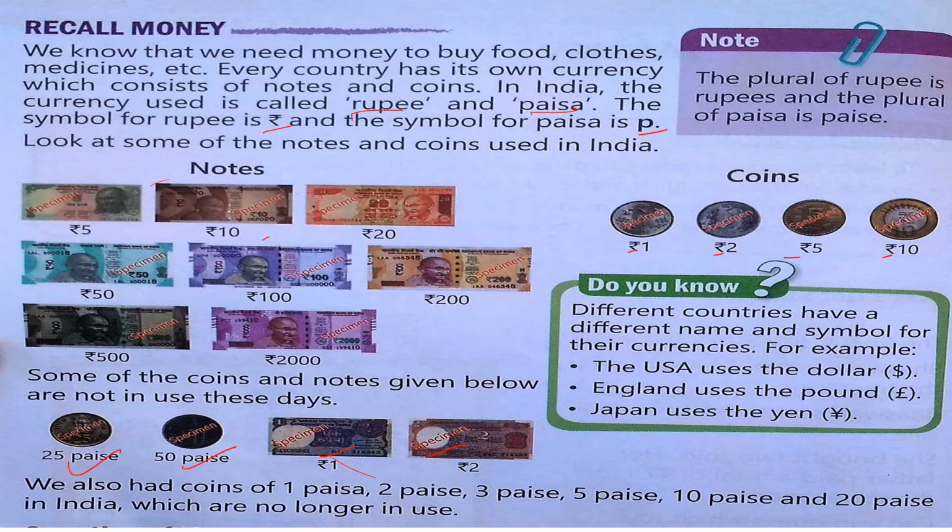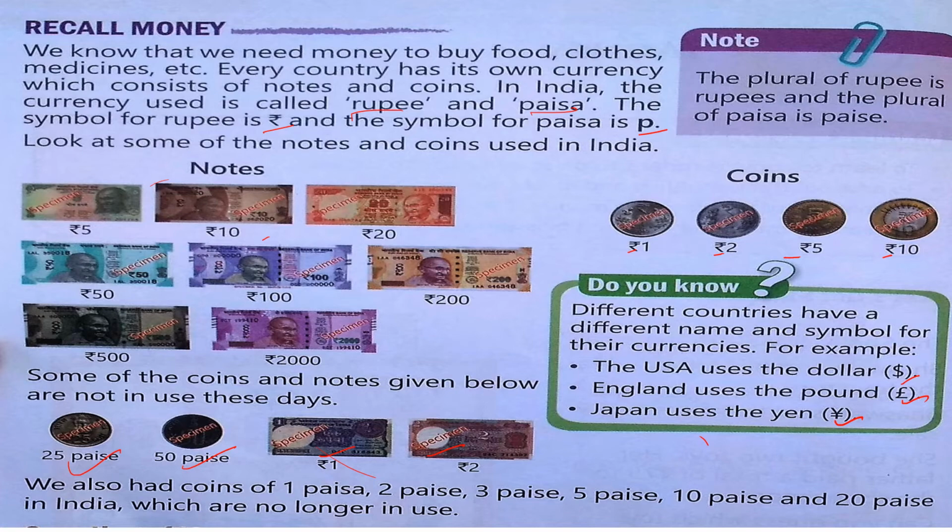Do you know that the USA uses the dollar, and the dollar symbol is this. England uses the pound, and the pound symbol is this, and Japan uses the yen, so this is the symbol of yen. Got it? So these are the different symbols used in different countries, and the currencies also have different names. You can see here dollar, pound and yen.